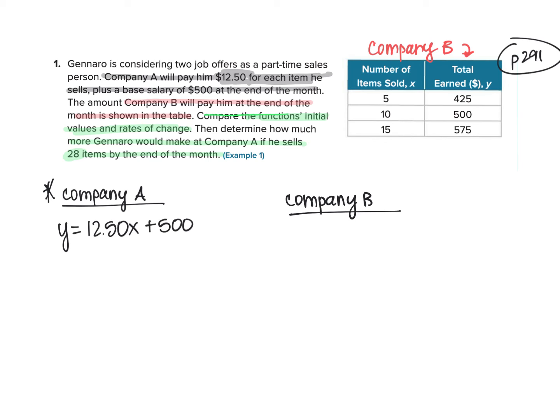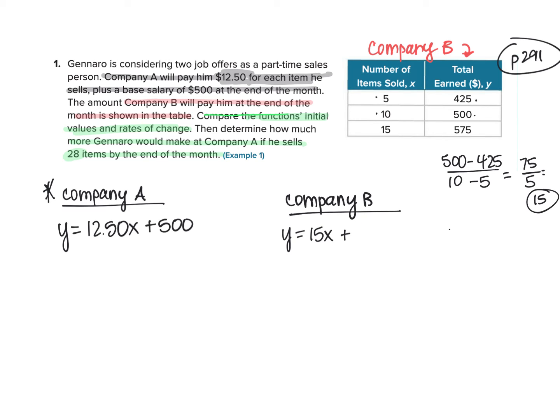All right, so for Company B, you're going to want to take 2 Y values and subtract them. So I'm going to do 500 minus 425, subtracting my Y's, and then 10 minus 5. I end up with 5 on the bottom, and then I think 75 on top. If I do 75 divided by 5, I end up with 15. So it looks like he's earning $15 per item sold. So I know it's going to be y equals 15x plus something. I don't know that number right now, so I'm just going to leave that blank.